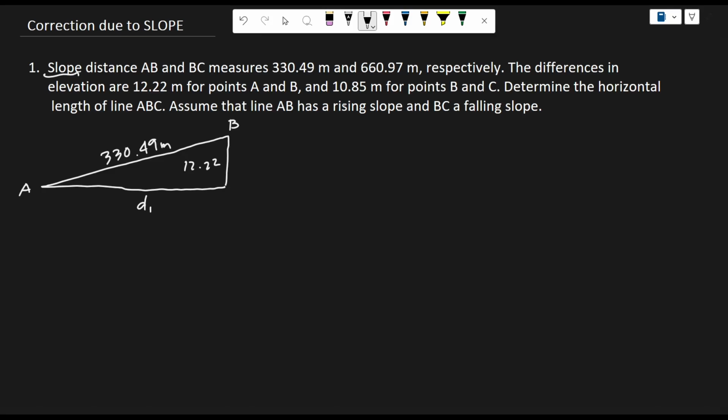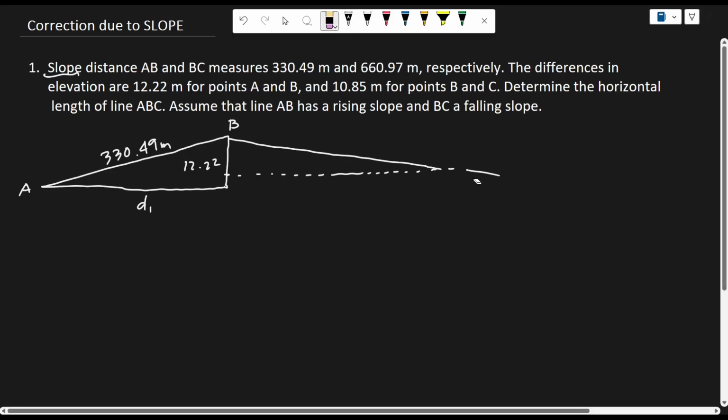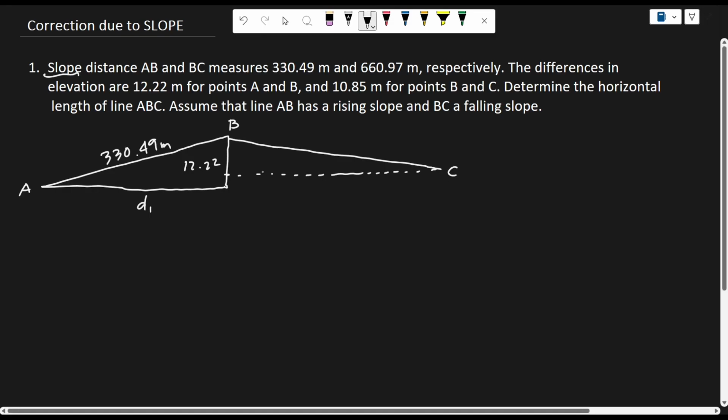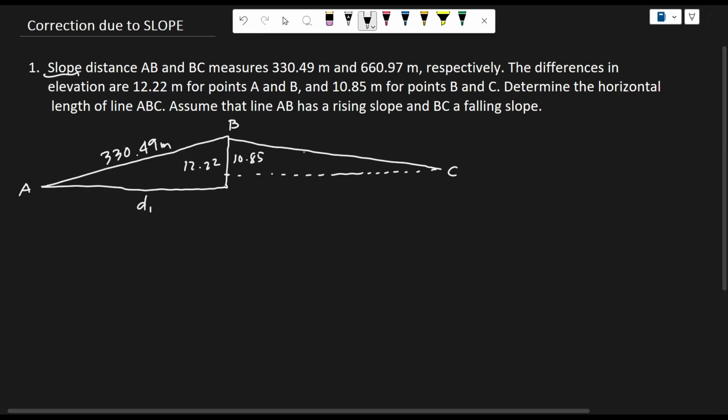It says here that the difference in elevation between B and C is 10.85. So if we take this 12.22 as a reference, 10.85 should be right here. If we project this line right here and assume that this is our 660 right there. My drawing is not drawn to scale, so this is just for illustration purposes. And this is 10.85, and this is 660.97 meters. So we are going to find D2.